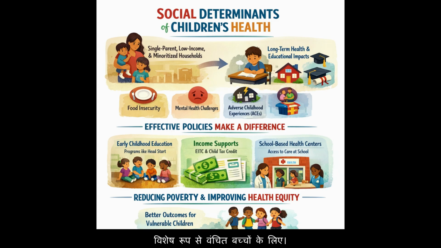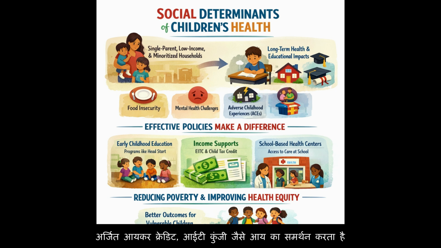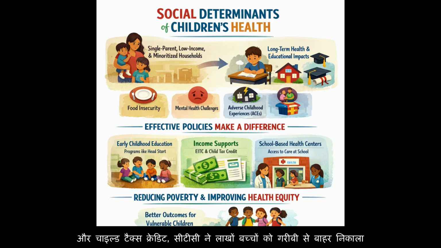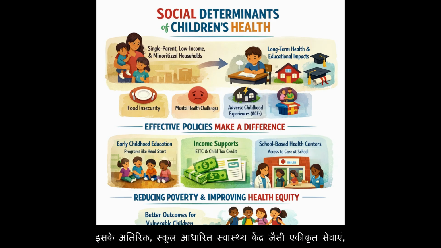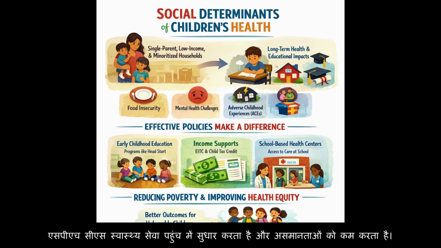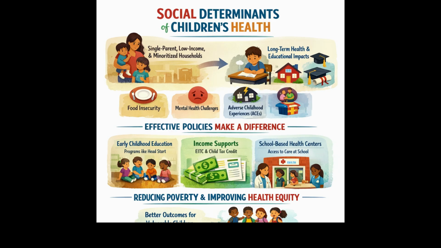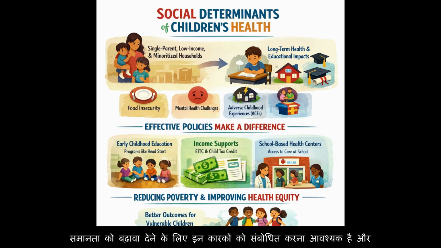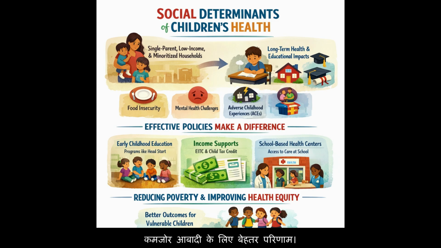particularly for disadvantaged children. Income supports, such as the Earned Income Tax Credit (EITC) and Child Tax Credit (CTC), lift millions of children out of poverty and enhance health. Additionally, integrated services like school-based health centers (SBHCs) improve healthcare access and reduce disparities. Addressing these factors is essential for fostering equity and better outcomes for vulnerable populations.